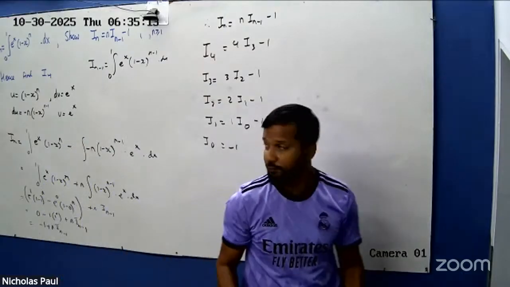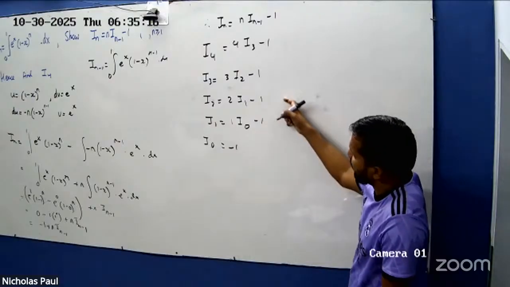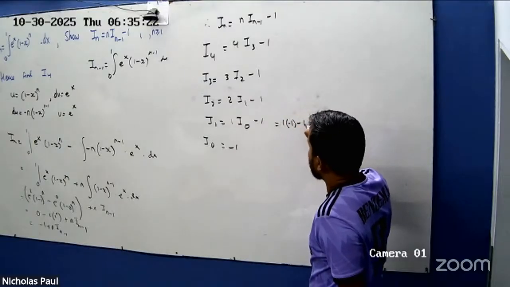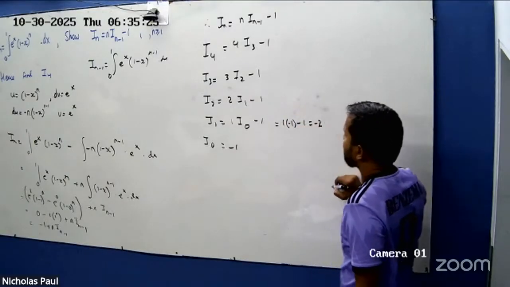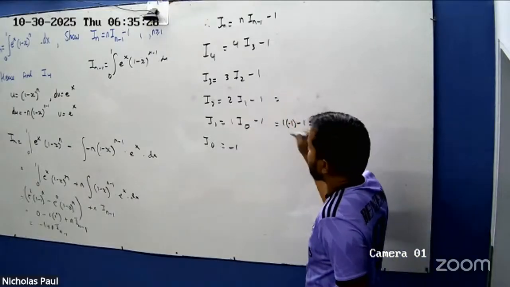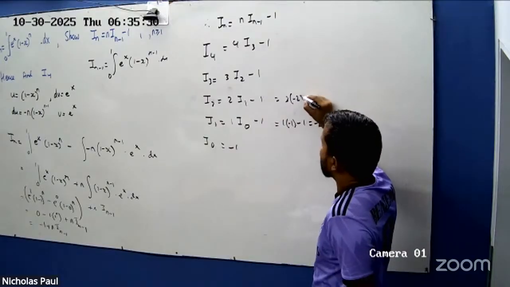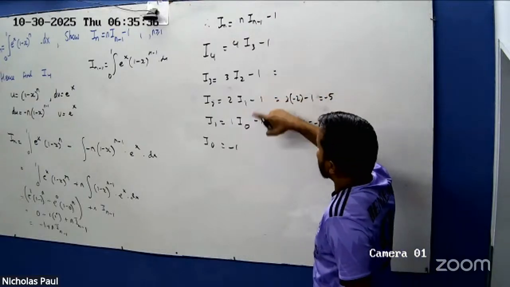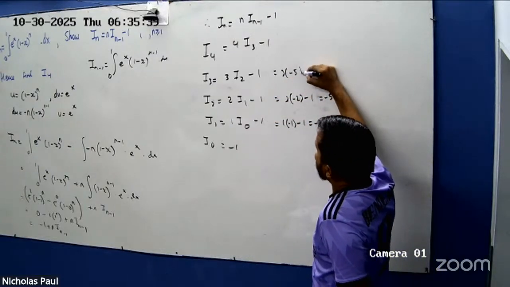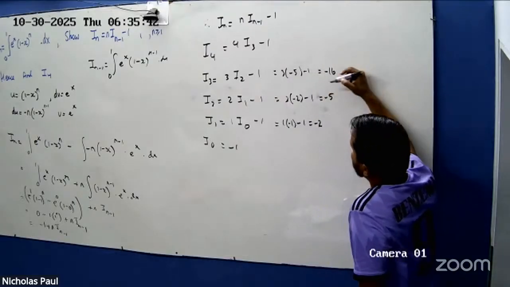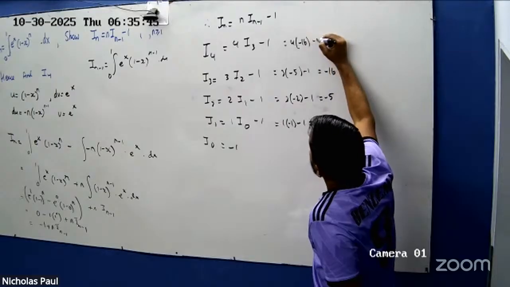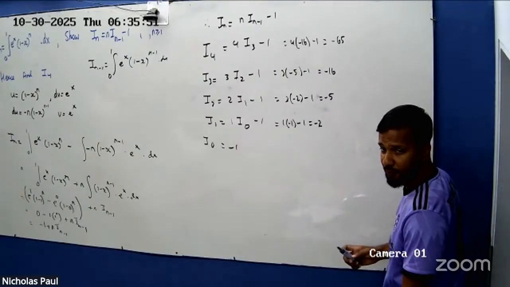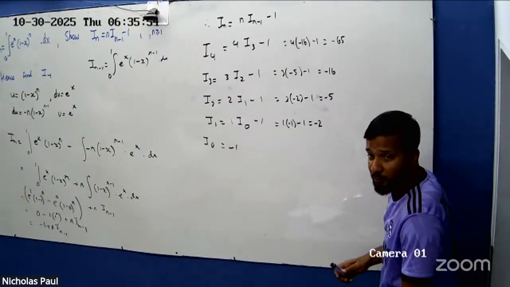What do I do now? Substitute I0 everywhere, right? So this becomes 1 by minus 1, minus 1. I got minus 2. Right? Now put in your minus 2 up here. 2 by minus 2 minus 1. That's minus 5. Put in your minus 5 up here. I got 3 by minus 5 minus 1, minus 16. Come up here. 4 by minus 16 minus 1. I got minus 65. That's it. That's how we handle this.